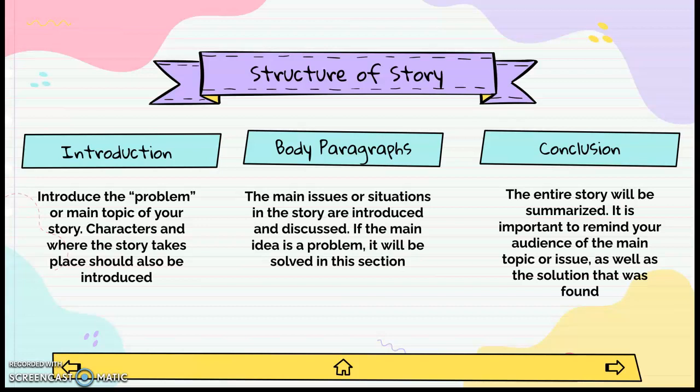Next is the body paragraphs. You typically will have 1 to 3 body paragraphs depending on how many main ideas or issues you want to introduce, and this is where they will be discussed, as well as if the main idea is a problem, it will be solved during this section. And last, we'll finish with a conclusion paragraph, which is where the entire story will be summarized. It's important to remind your audience of the main topic or issues, as well as the solution that was found.